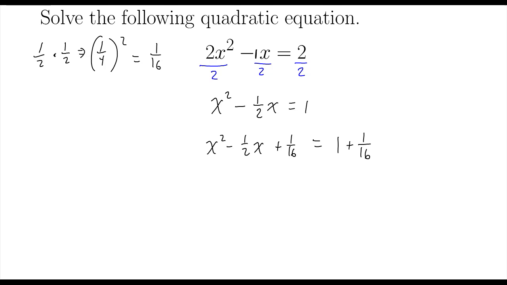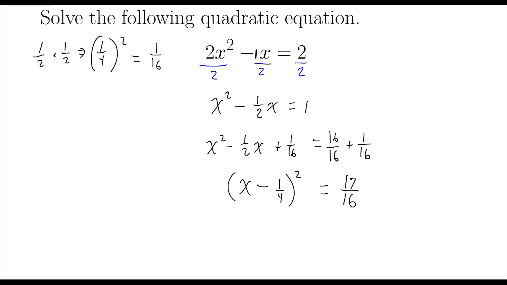Okay, now x squared minus 1/2 x plus 1/16 is a perfect square. It will factor as x, take this sign here, which is minus, minus, and then whatever number you ended up here, 1/4, equals 1 plus 1/16. Remember, 1 is 16/16, so that's 17/16.